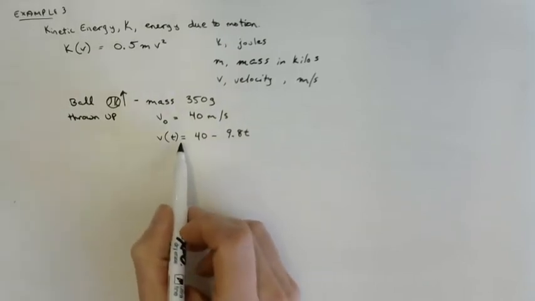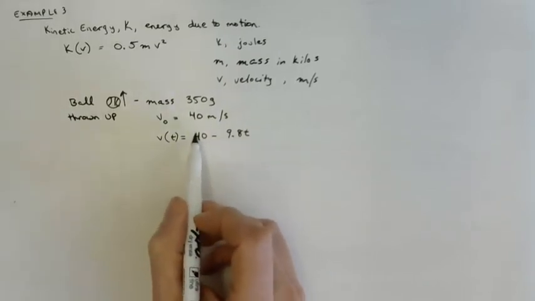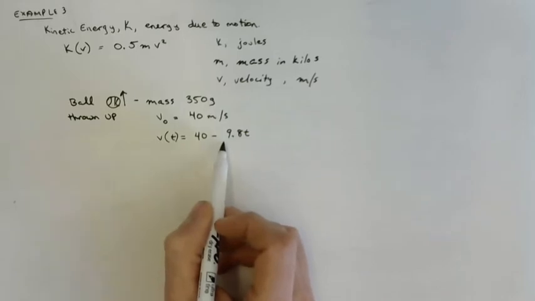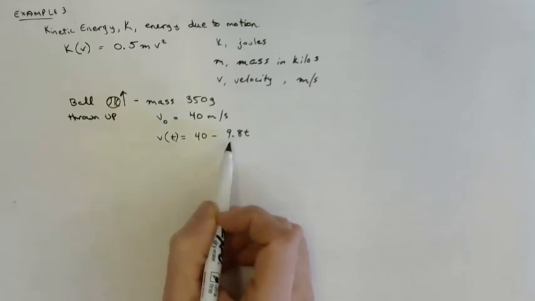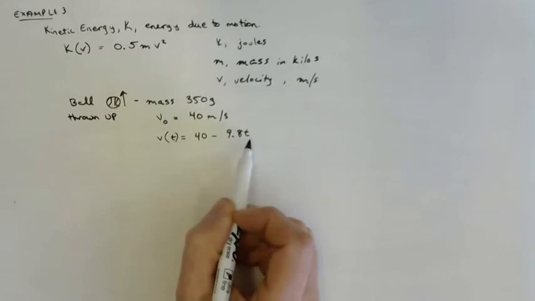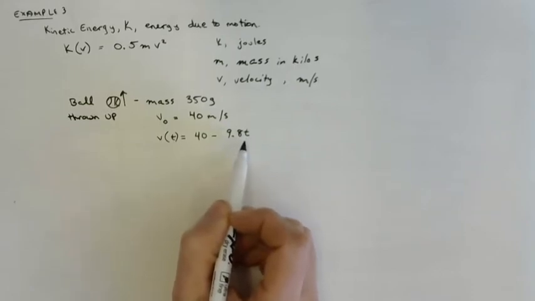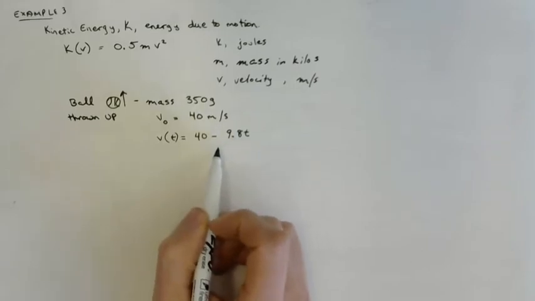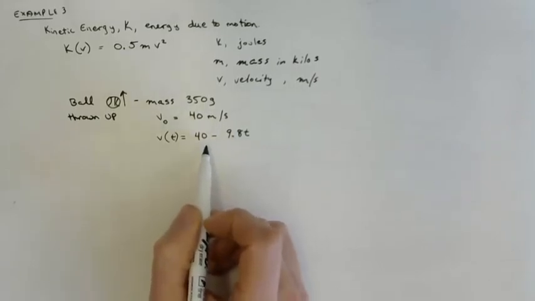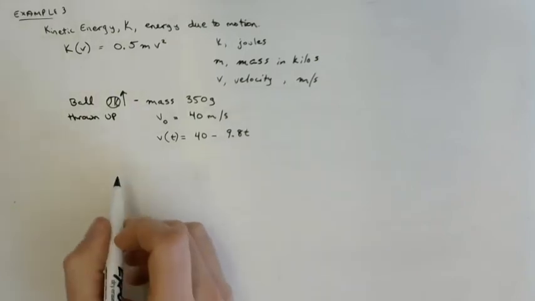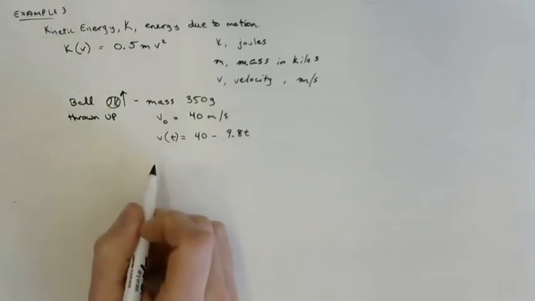We have an initial velocity going up 40 meters per second, but it is slowing down at a rate of 9.8 meters per second. So if after 1 second it's still traveling up at a rate of 30-ish meters per second, then after 2 seconds it's 20-ish meters per second, and it eventually slows down and comes back down. And then it'll speed up on its way down.